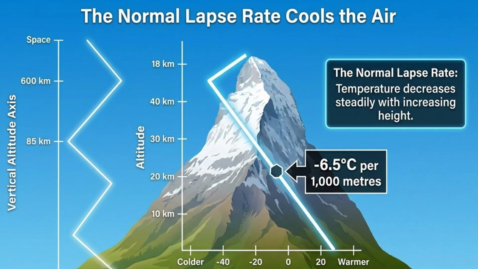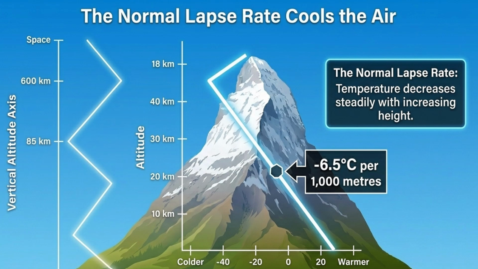Now let's understand an important characteristic of the troposphere, that is the normal lapse rate. The normal lapse rate refers to the rate at which air temperature decreases with increasing altitude in the troposphere. I already uploaded a detailed video on this topic on my channel. Please check it out. On average, the temperature decreases by approximately 6.5 degrees centigrade for every 1000 meters or 1 kilometer of increase in altitude.